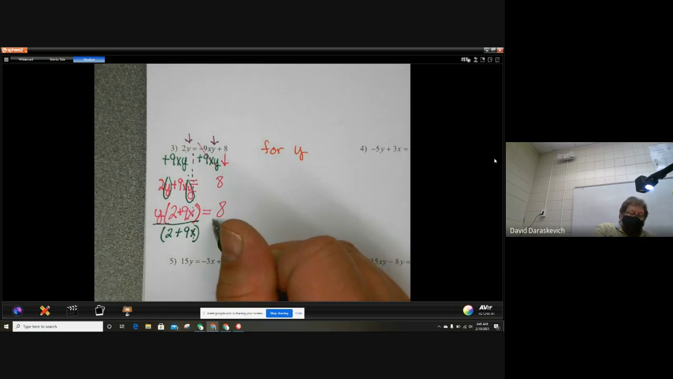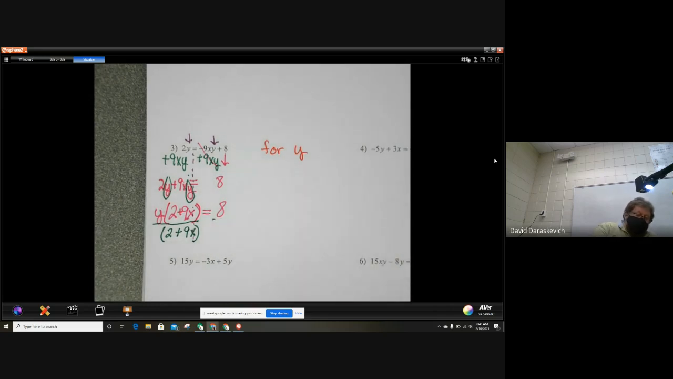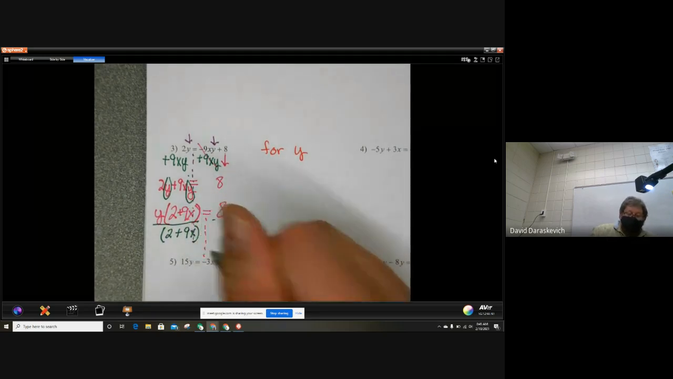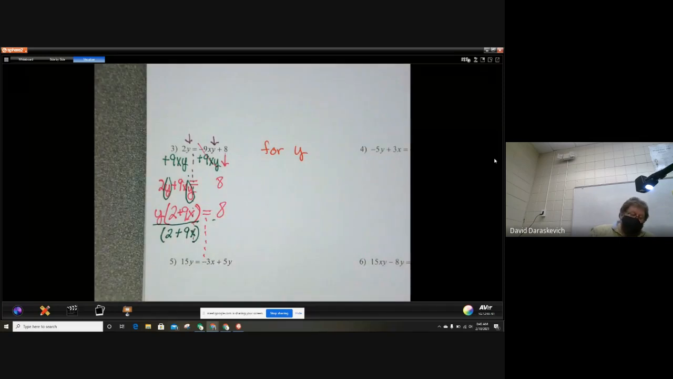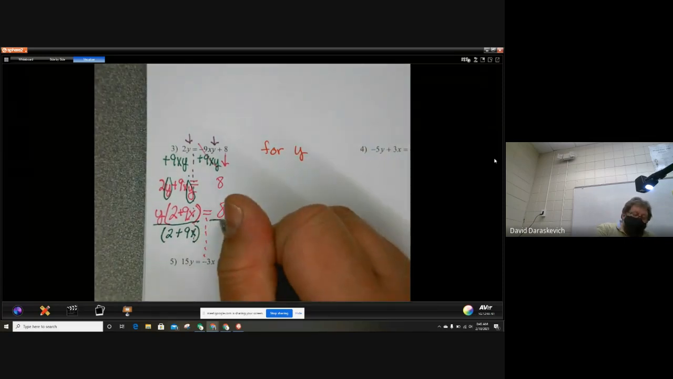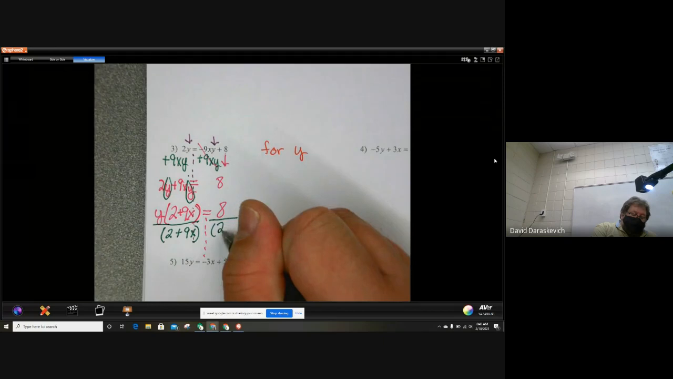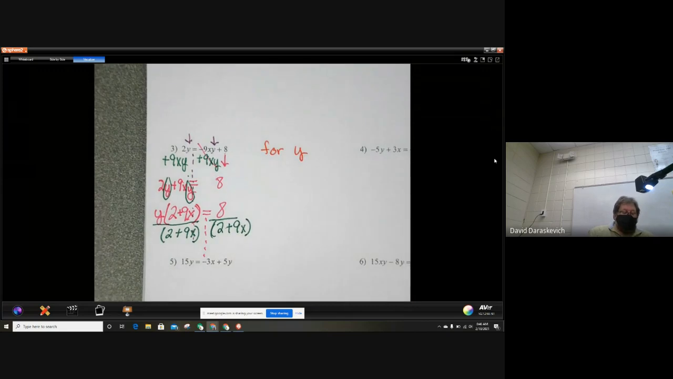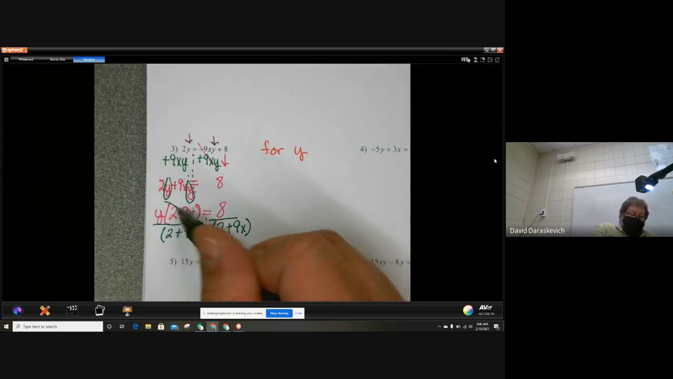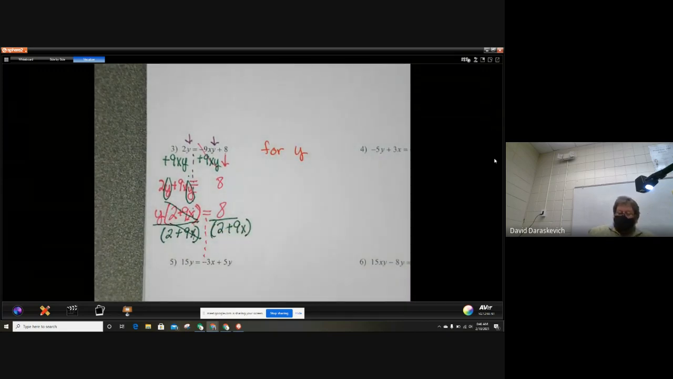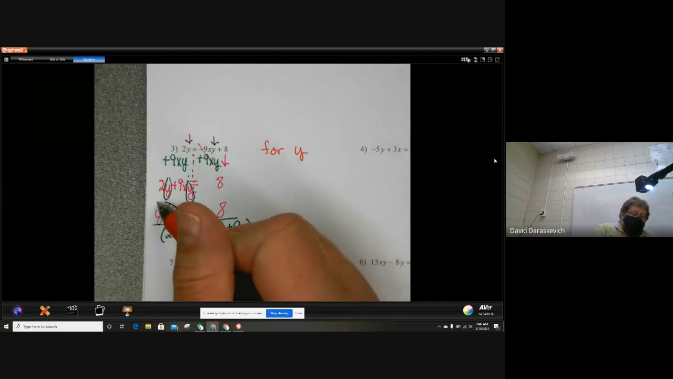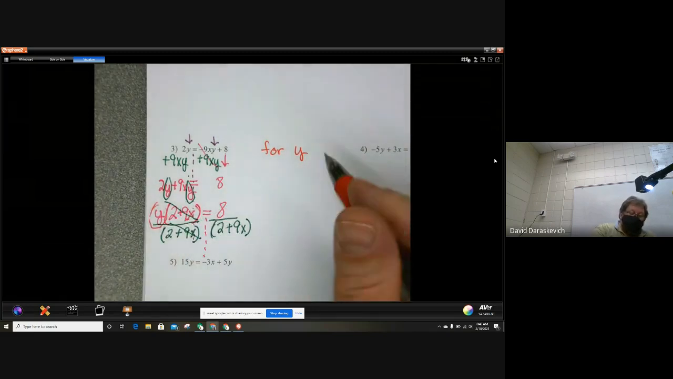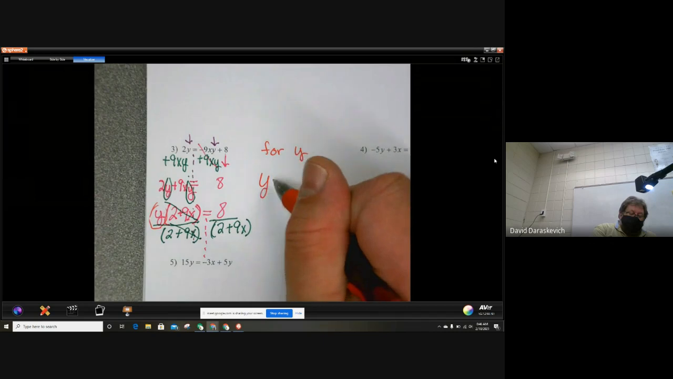Now, don't forget, whatever I do to one side of the equation, I have to do to the other. So I have to divide that 8 by 2 plus 9x. These cancel. And I'm left with that y all by itself.